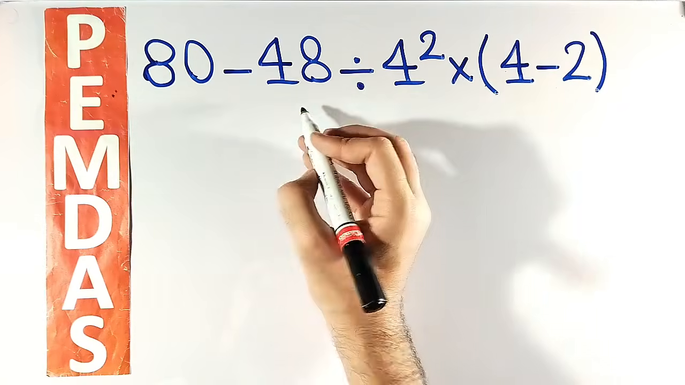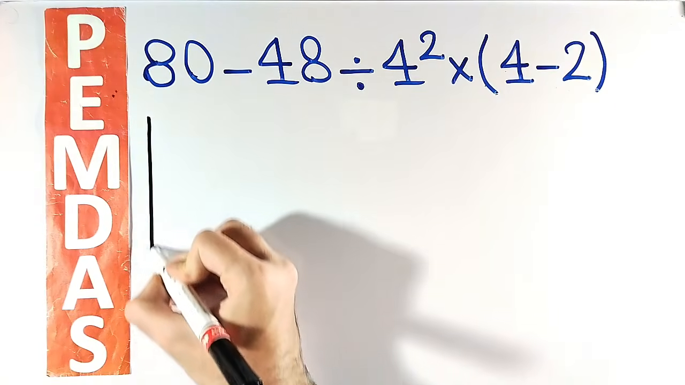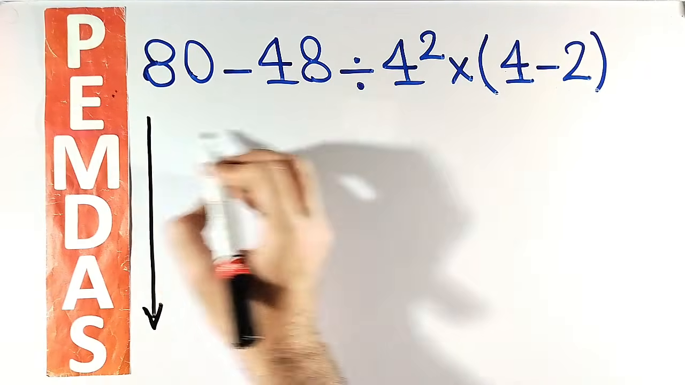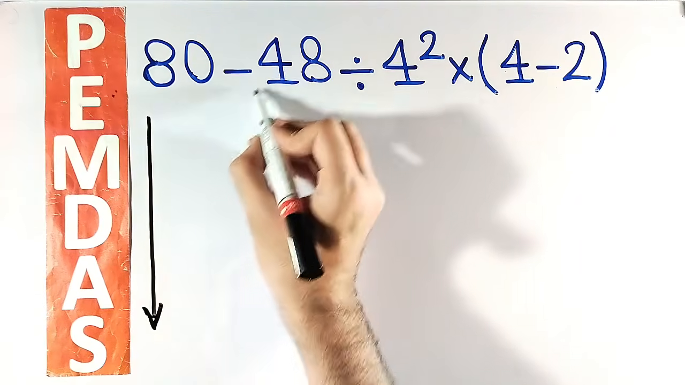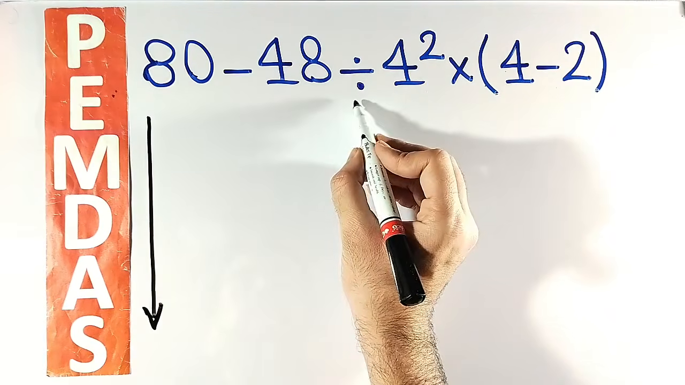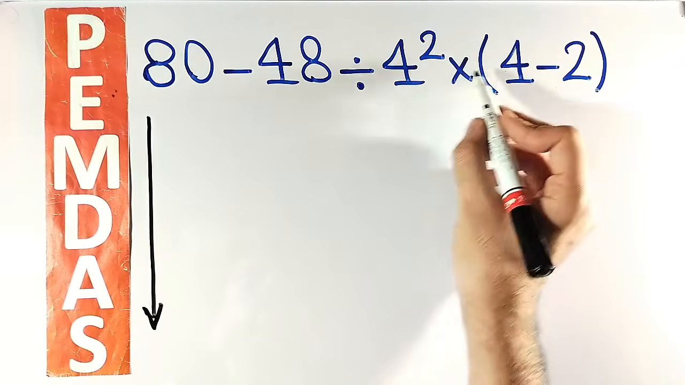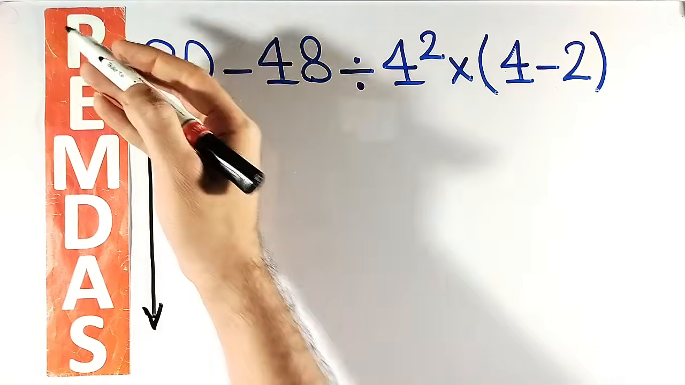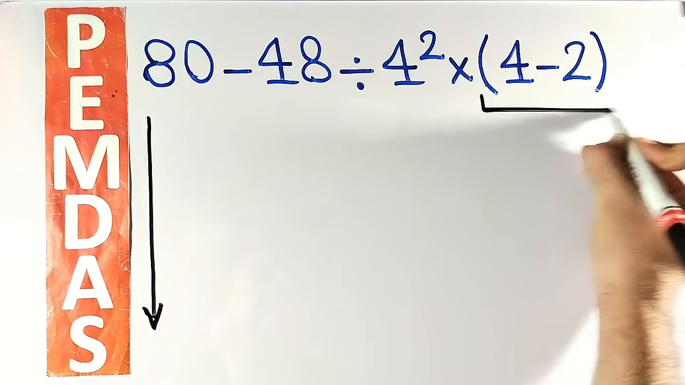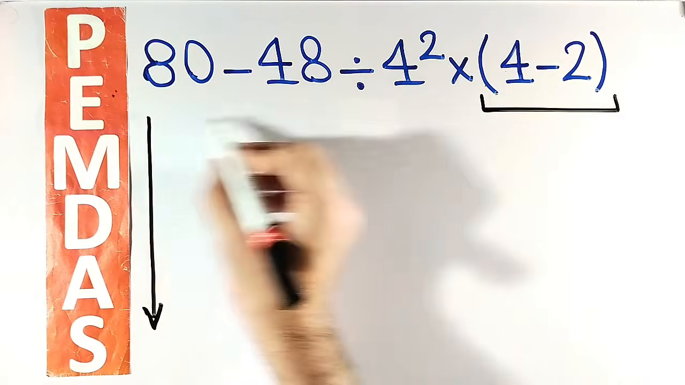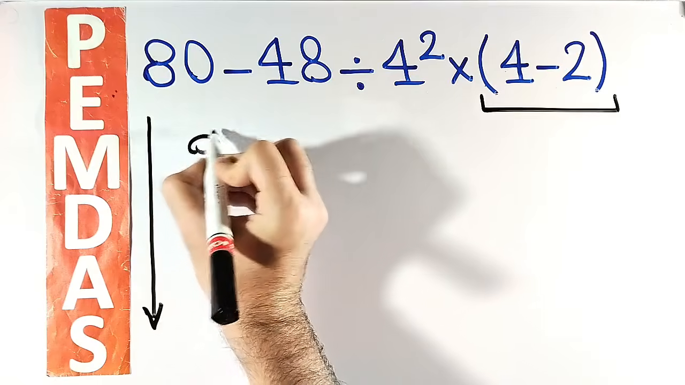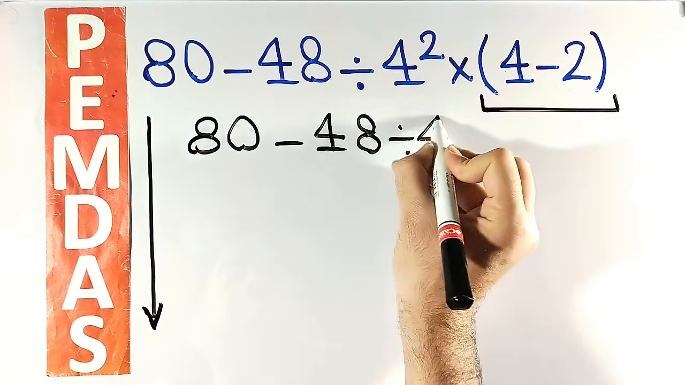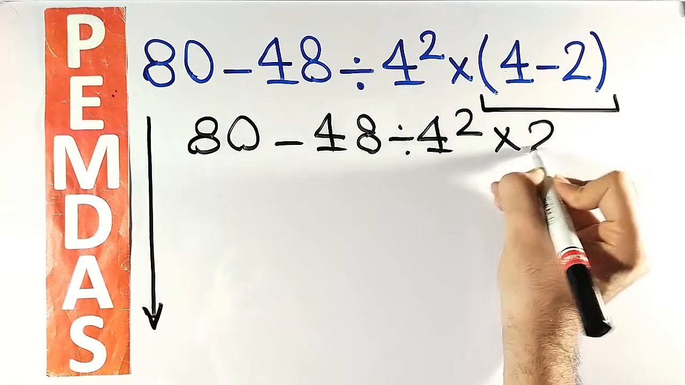To solve this question, we must follow the order of operations step by step from top to bottom. As you can see on the screen, in this expression, first we have a subtraction sign, then a division sign, followed by an exponent, then a multiplication, and finally parentheses. According to the PEMDAS rule, first we go for the expression inside the parentheses, and instead of this expression, we can write 80 minus 48 divided by 4 squared multiplied by 2.